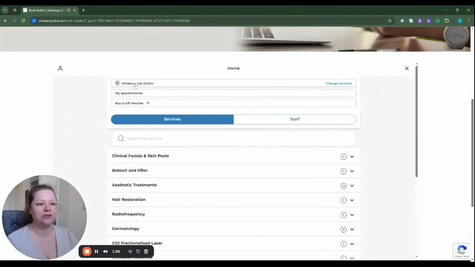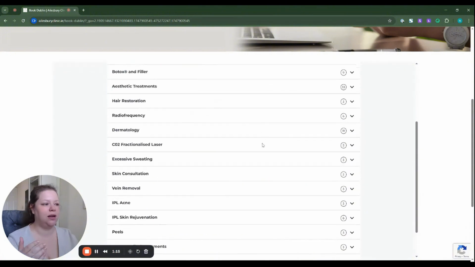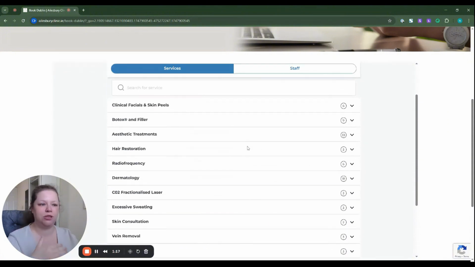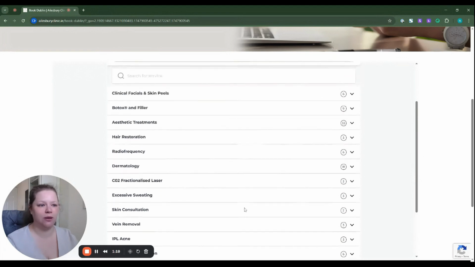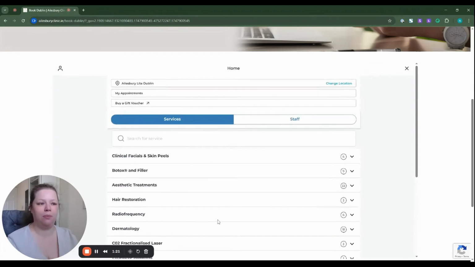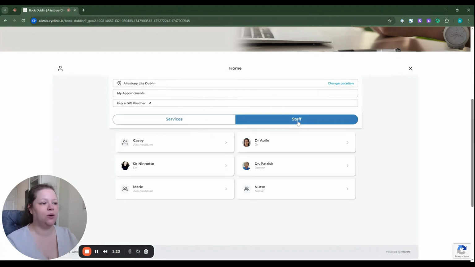So okay, you have the location up here. That's okay. I have no idea what "my appointments" means. Buy a gift voucher. Okay, that makes sense if you want to gift it. And then you have two options. You can choose services, where you are introduced to a lot of different services, where you can choose what you want to buy and book in. And you can also click on staff and book an appointment with different staff.